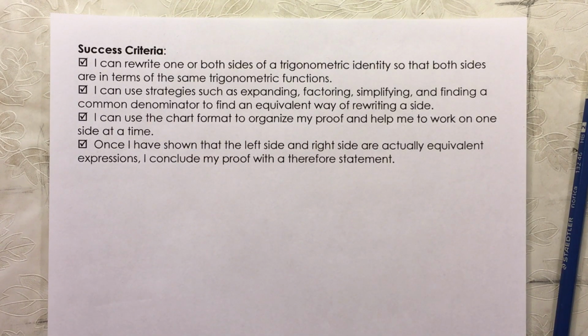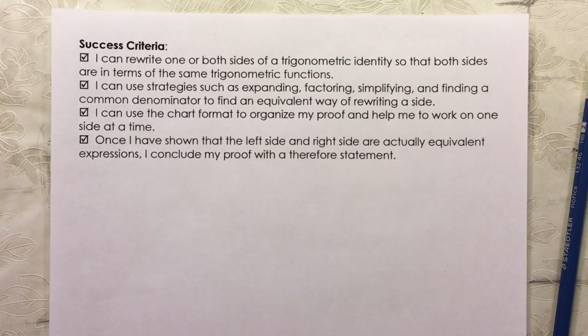We use the chart format to organize your proof and help to work on one side at a time, and showing that logical equivalence on each side, so our equal signs are within a side, not in the middle. We make that chart. And once we've shown both sides are the same, they're actually equivalent expressions, you conclude your proof with therefore left side equals right side, therefore proven. All right, that's Identities, Day 1.